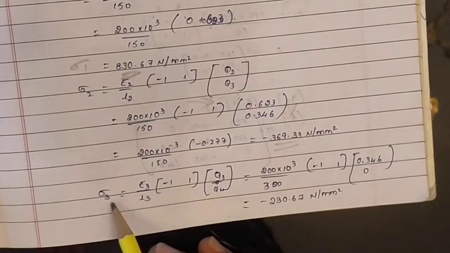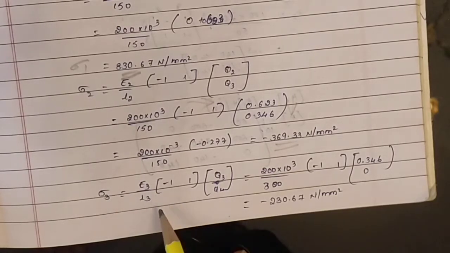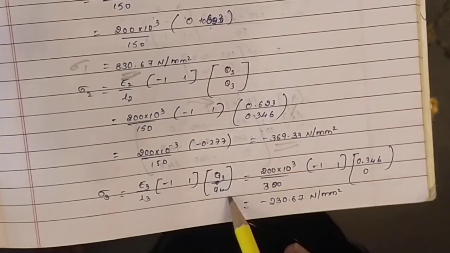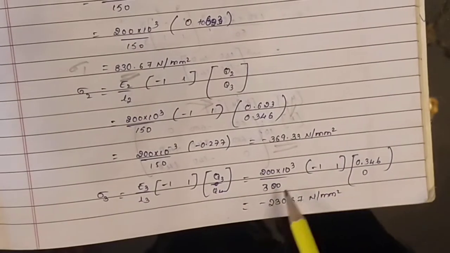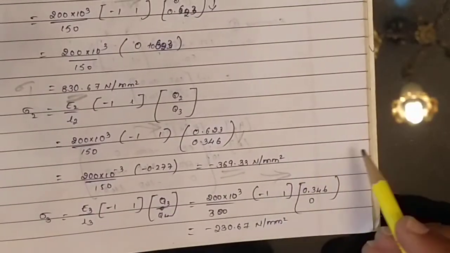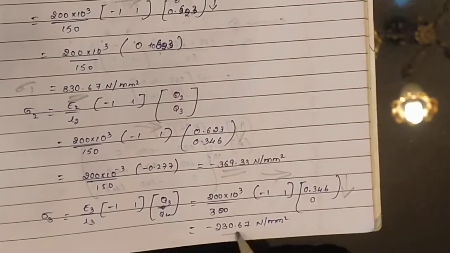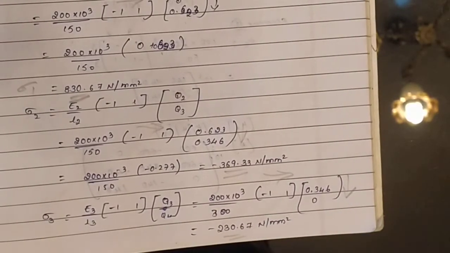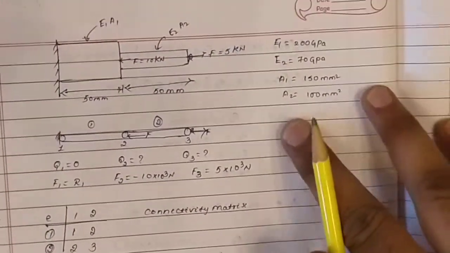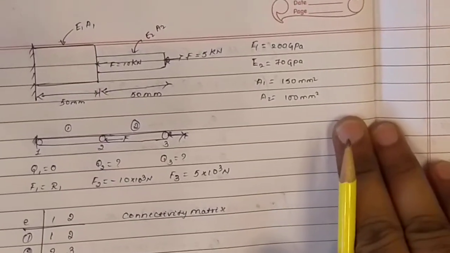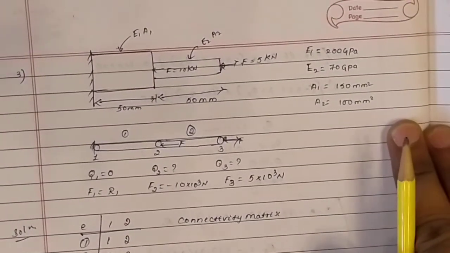Sigma 2 is minus 369.33 Newton per mm square. Similarly, sigma 3 is equals to E3 by L3 into minus 1, 1 into Q3, Q4, because the third element is between the nodes 3 and 4. Similarly, multiply this and this, and you will get sigma 3 as minus 230.67 Newton per mm square. That's all for this problem. Next, we'll move on to the next problem.